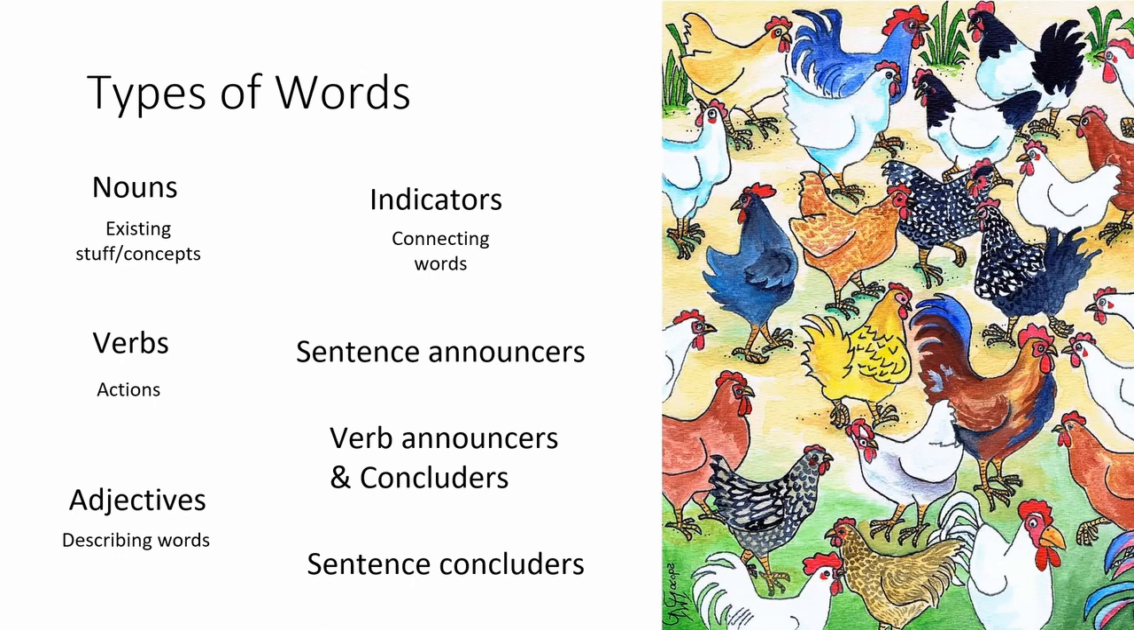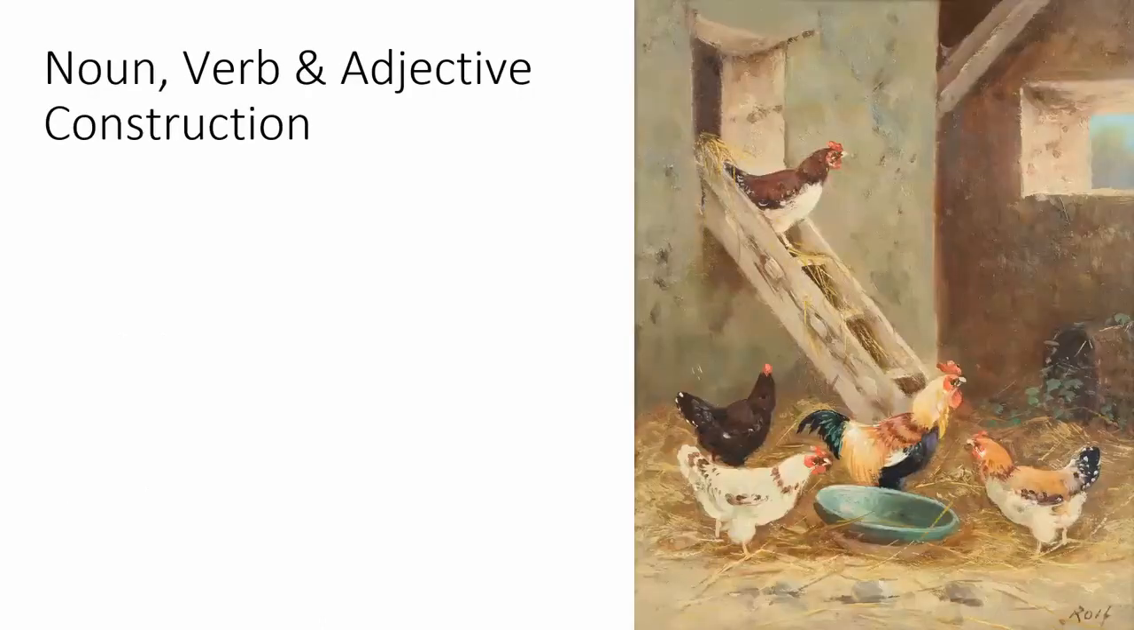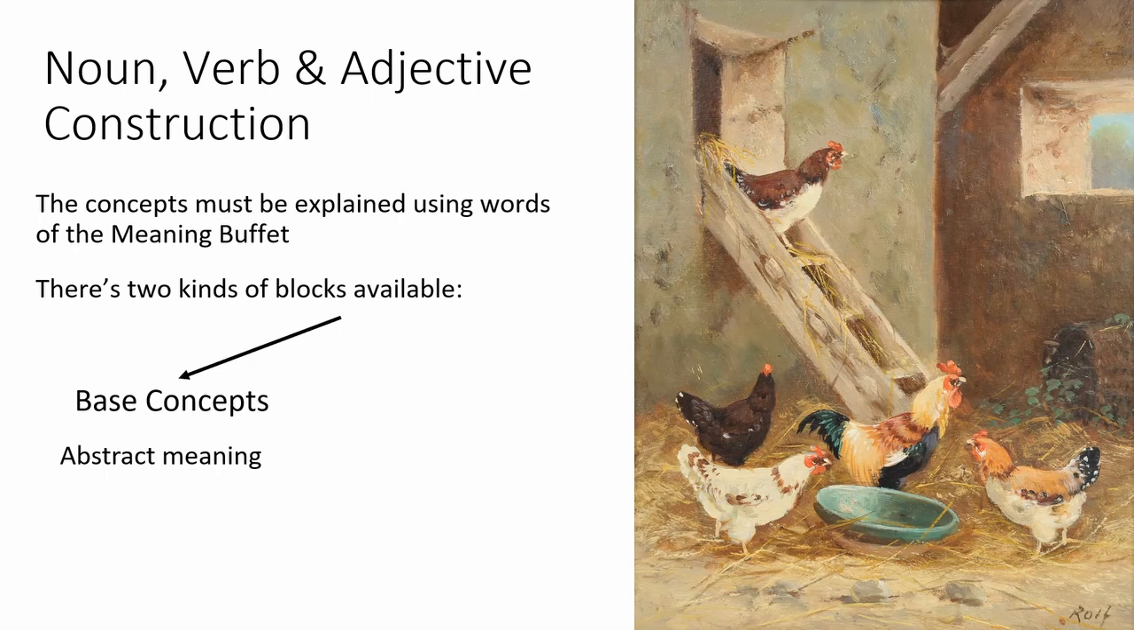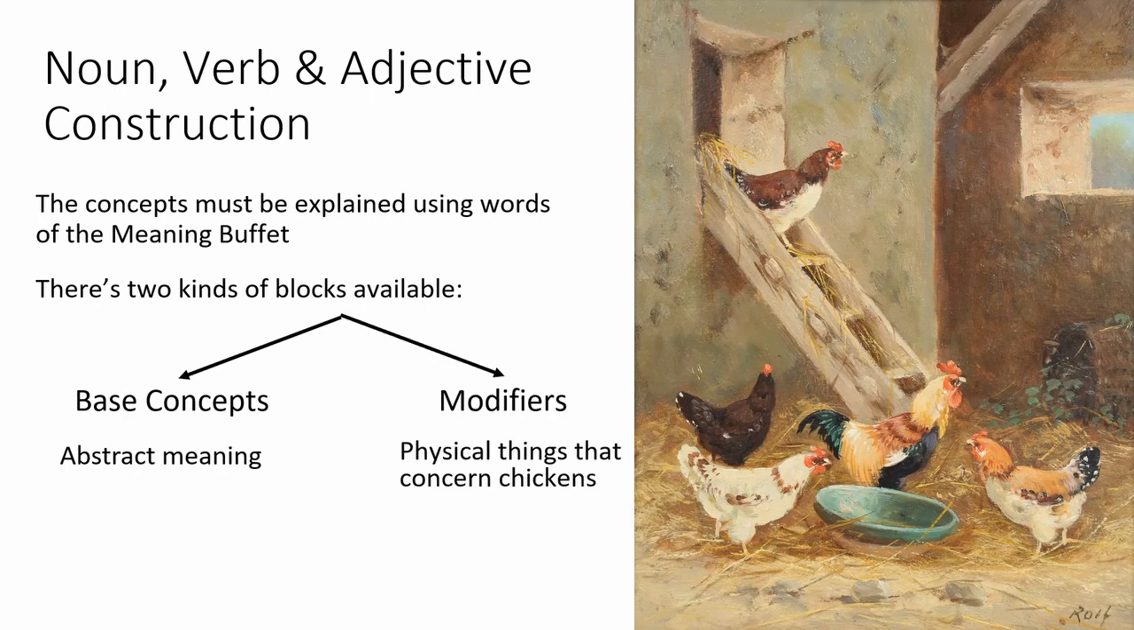To construct nouns, verbs, and adjectives, there's a meaning buffet available. It consists of base concepts which possess abstract ambiguous meaning, like height and quantity. Then there's the modifiers. They are physical things that would be relevant in a chicken's world. They either express their own meaning as a noun or can be paired with a base concept and specify the spot of the range of its meaning.